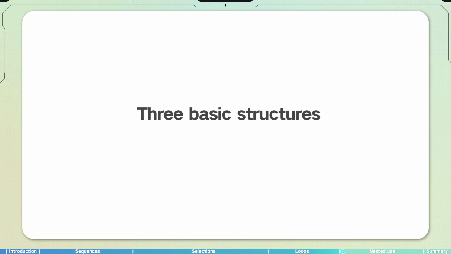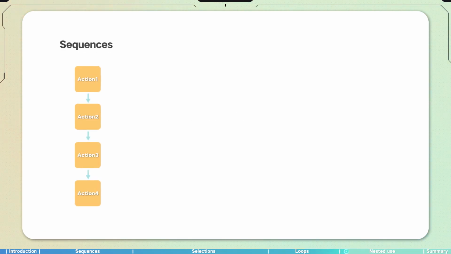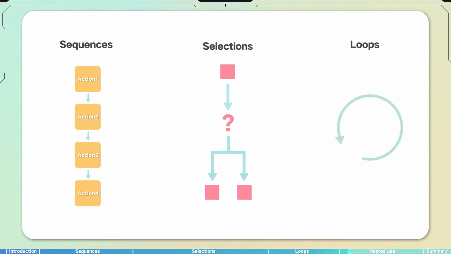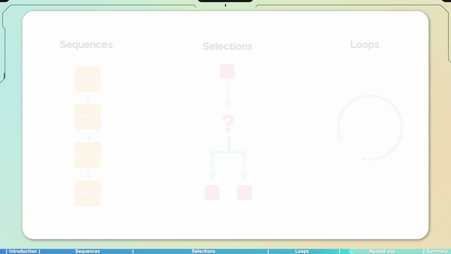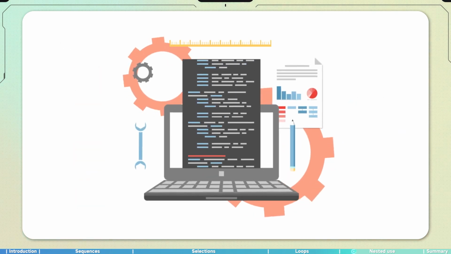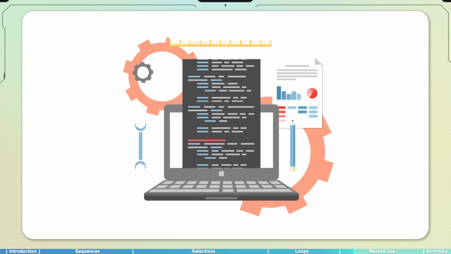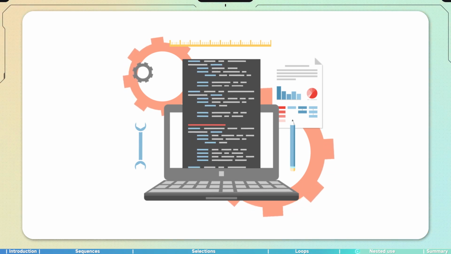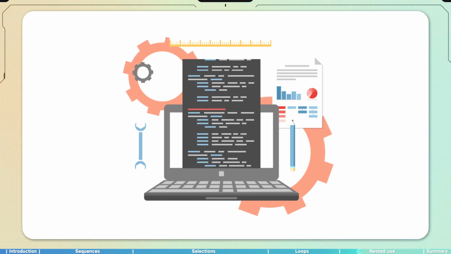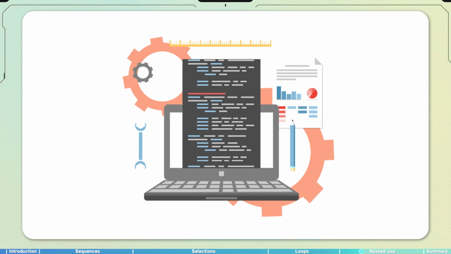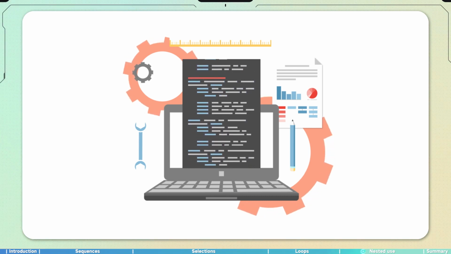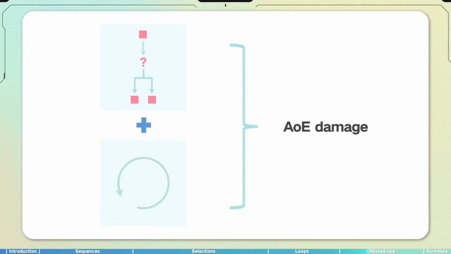We have introduced the 3 basic structures: sequences, selections, and loops. These 3 structures may look super simple, but when we put them together, we can solve almost all the problems, achieve all the game effects, and even create programs that are very complex, like operating systems, game engines, and so on. For example, we can use selection structure and loop structure to calculate AoE damage.